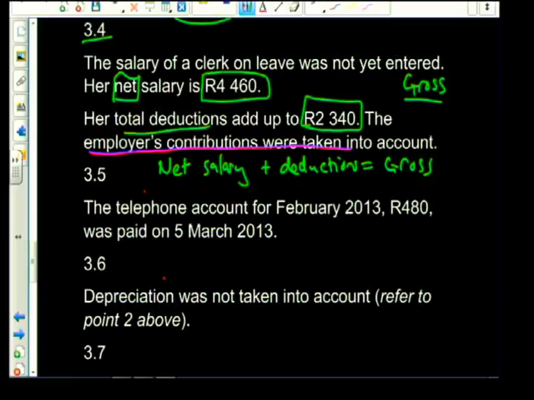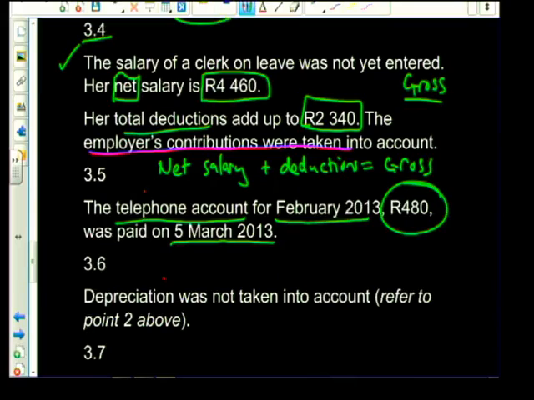So as such, we're going to record that in trade and other payables, and we can leave that one out. Now we've got adjustment 3.5. Adjustment 3.5 tells us that the telephone account for February 2013 of 480 Rand was paid on the 5th of March. So what that means is that we used the phone in February, we made phone calls, and the total came to 480 Rand. But we only paid this on the 5th of March.